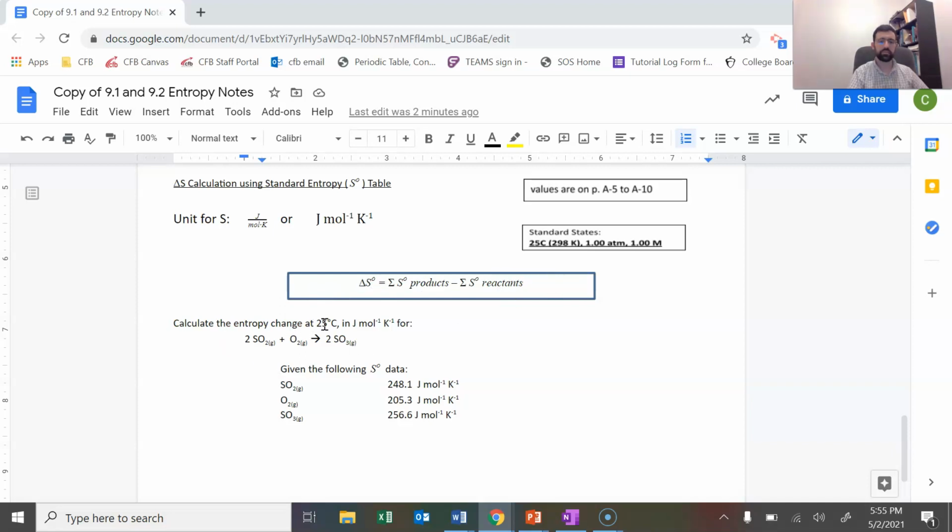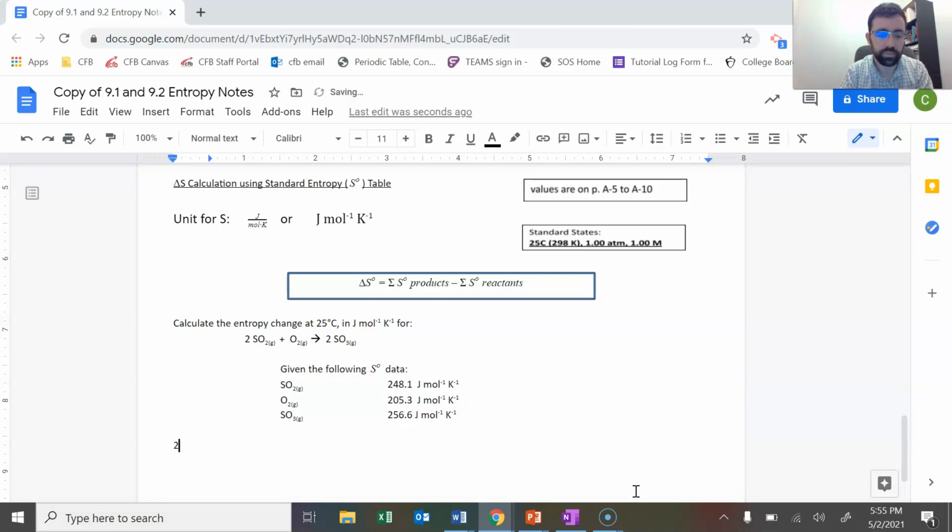So calculate the entropy change at 25 degrees Celsius in joules per mole Kelvin for this process. Well, how are we going to do that? We're going to look at our table, which I've got an abbreviated table down here, and we're going to calculate it. So I have 2 SO3 on the product side, and on the reactant side I have 2 SO2 and O2. Now you always want to make sure that you've got the right states of matter, so we'll try to pay attention to that.